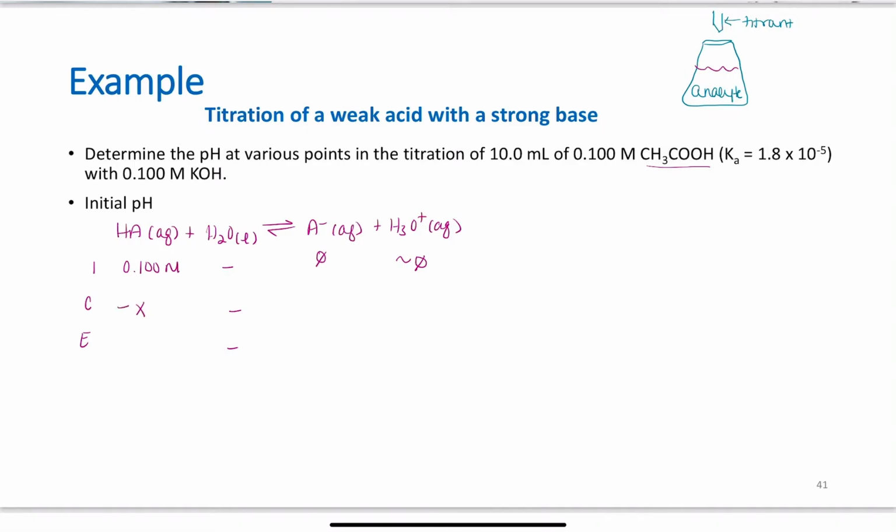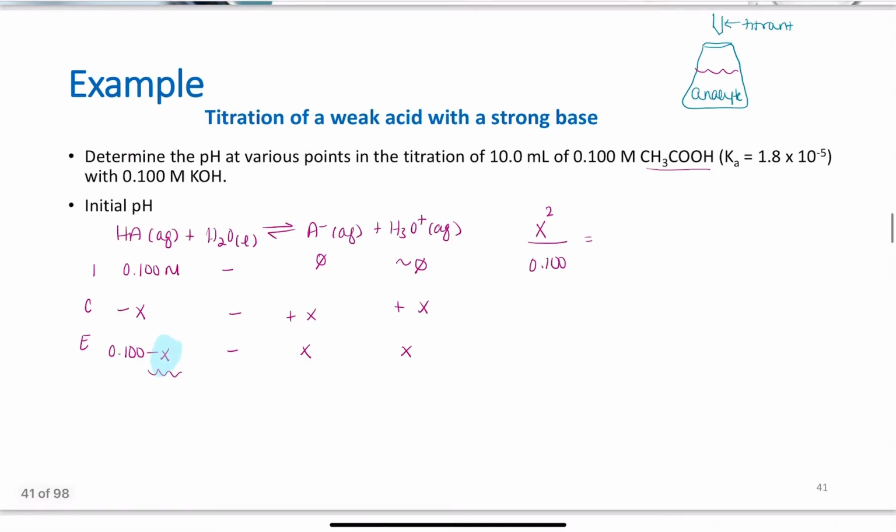The change, minus X on the reactant side, plus X on the product side, always. And at equilibrium, 0.100 minus X, X, and X. Set up your K expression. We've got X squared over 0.100. We're going to ignore that minus X right there because we know that this is really small, so it's insignificant. And we set this equal to our Ka value, 1.8 times 10 to the minus 5. Solve for X. We find X to be equal to 0.00134.